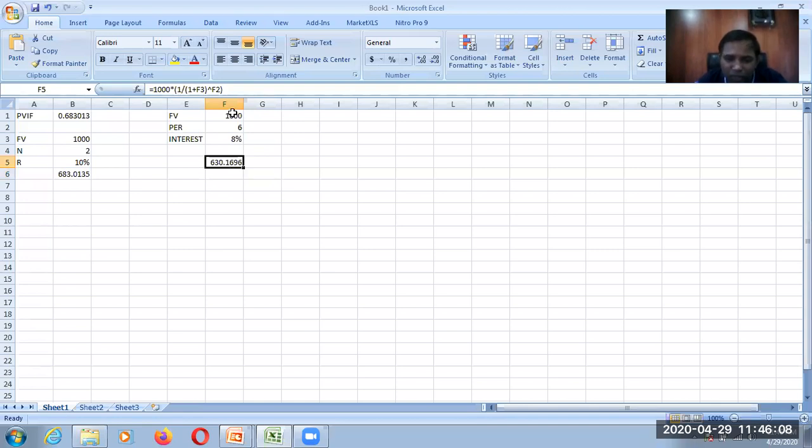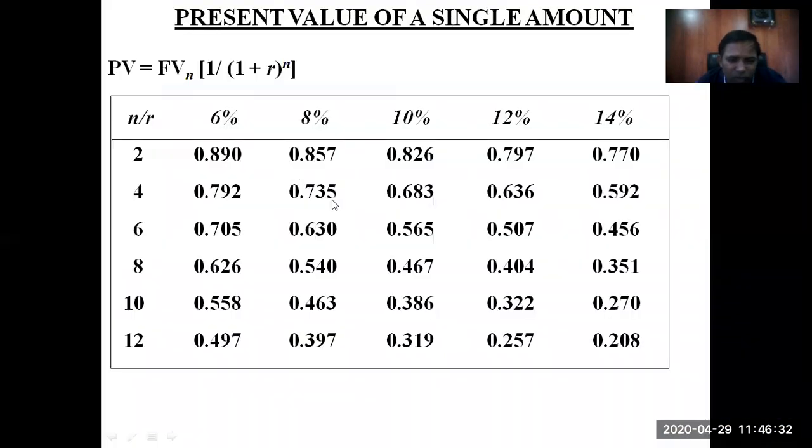So any amount that you are going to receive after 6 years, let us say 1000, becomes 630 rupees if it is converted into present value, with the condition of discounting the amount by 8 percent. This is what you receive today, instead of receiving the same after 6 years. So this is how the present value of a single amount can be calculated. These are the two concepts that we discussed yesterday.